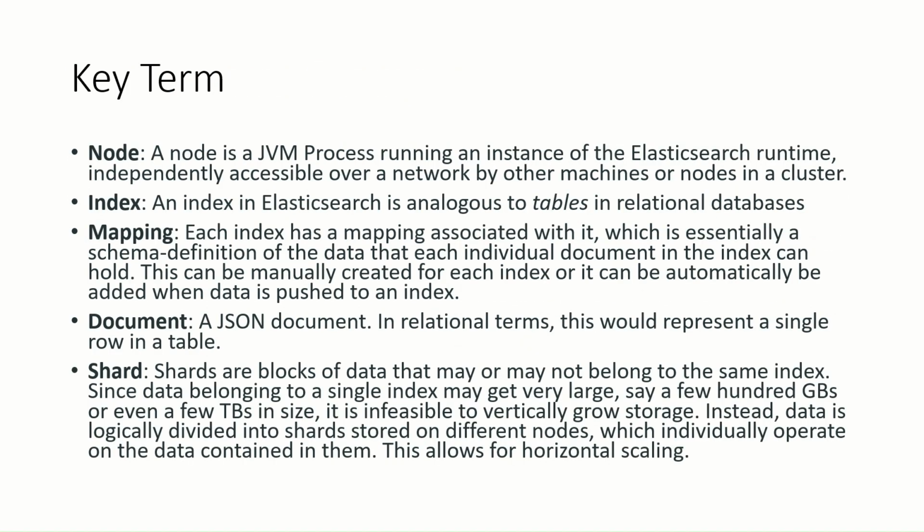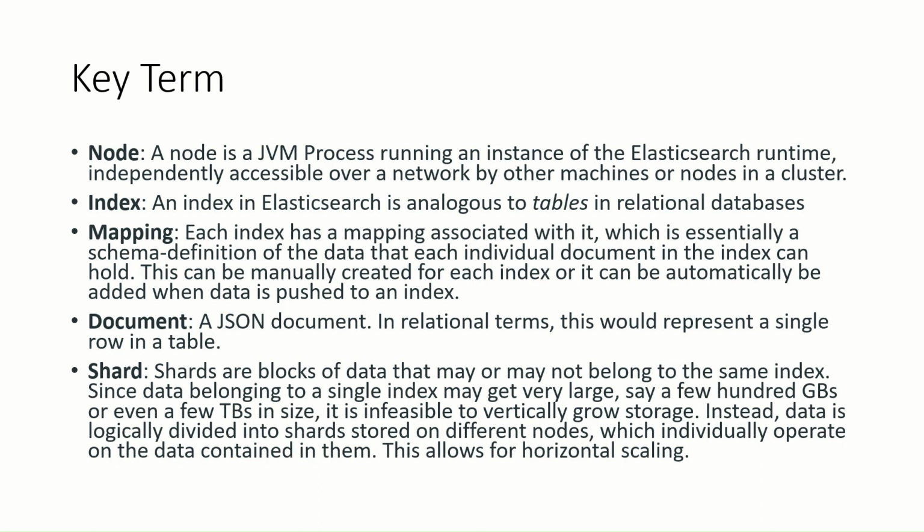Now let me go to the next slide, and we have a couple of key terms of Elasticsearch. These are node, index, mapping, document, and shards. So what is a node? Since Elasticsearch is written in Java, a node is a JVM process running an instance of Elasticsearch, which is independently accessible over the network by other machines or nodes in a cluster. Coming to the next term, which is index. Index is analogous to a table in relational databases.